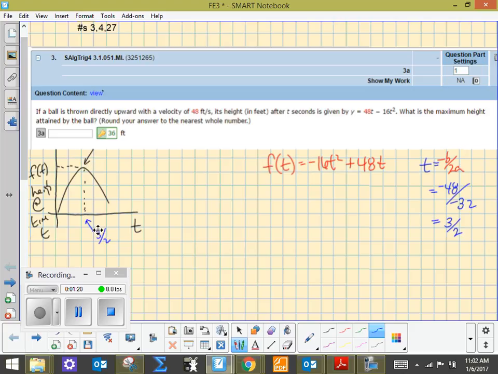Now to find the maximum height, we take that t and plug it into the function f. So f of 3 halves gives me negative 16 times 3 halves squared, plus 48 times 3 halves. If I evaluate that all out, I get 36. So at a time of 1.5 seconds, or 3 halves, I get a height of 36 feet. And that's what they're looking for.